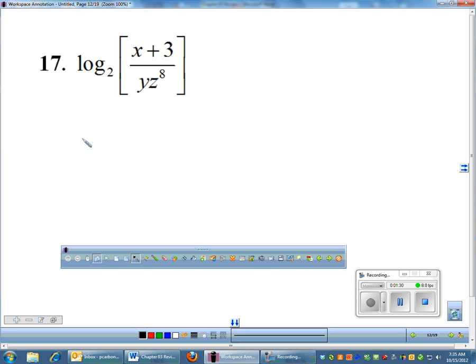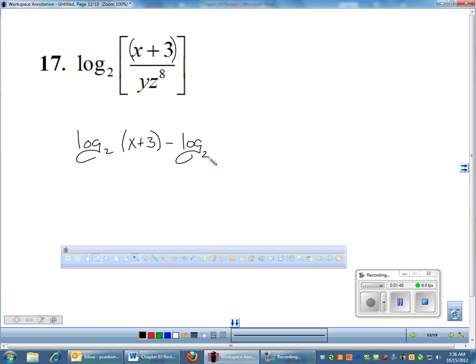And what you have to remember here is you cannot separate the addition. If it's x plus 3, you just have to keep that as one big thing. So it's going to be log base 2 of x plus 3. But then I'm dividing by y times z to the 8th. So I'm going to do minus log base 2 of y. And I'm also dividing by z to the 8th. So I'm going to do minus log base 2 of z to the 8th.